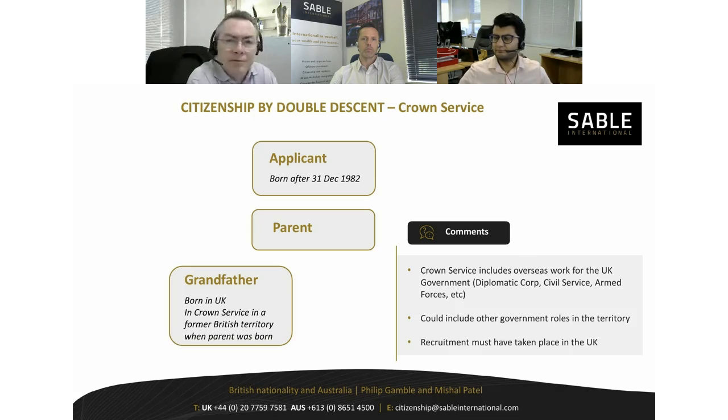Next generation down from those guys normally qualify for citizenship. Same thing applies to the Hong Kong police and a large number of other territories where there's been movement and migration into the UK. So citizenship in the second generation by descent is worth looking at if you have ancestors who were in the civil service or former colonial service in another country apart from Australia.